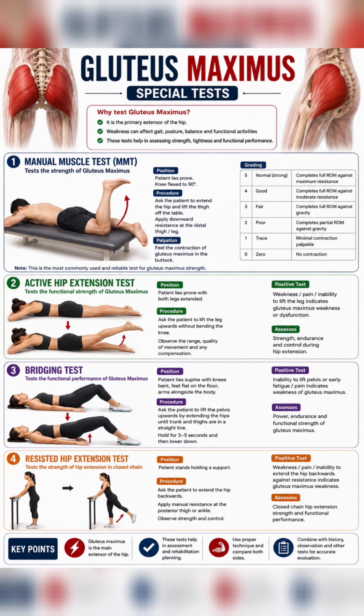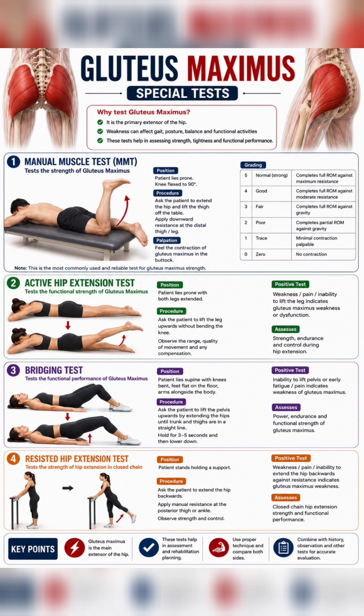Yep. So next is the special test. Why test the gluteus muscle? It is the primary extensor of the hip, right? So if there is any problem, you can test it with the special test. The first one is the manual muscle test. It is MMT.